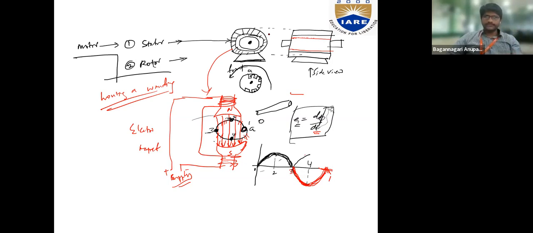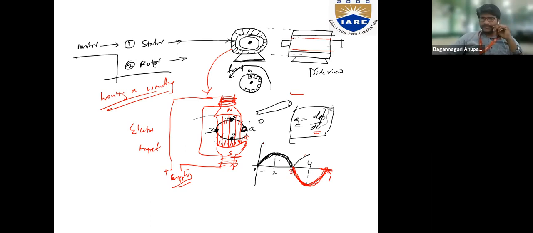Fine, good. So definitely there should be a relative speed or relative motion between the stationary flux and the conductor. Whichever could be moving, right? I can keep the conductor stationary and rotate the field as well. Both are okay, right? So that gives an induced EMF that is proportional to d phi by dt.